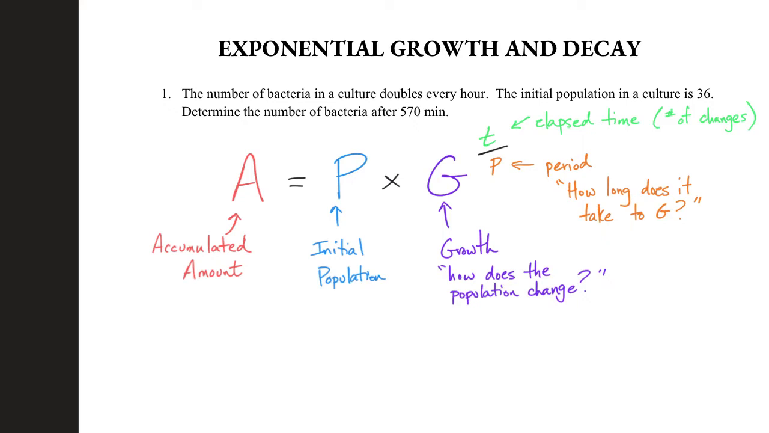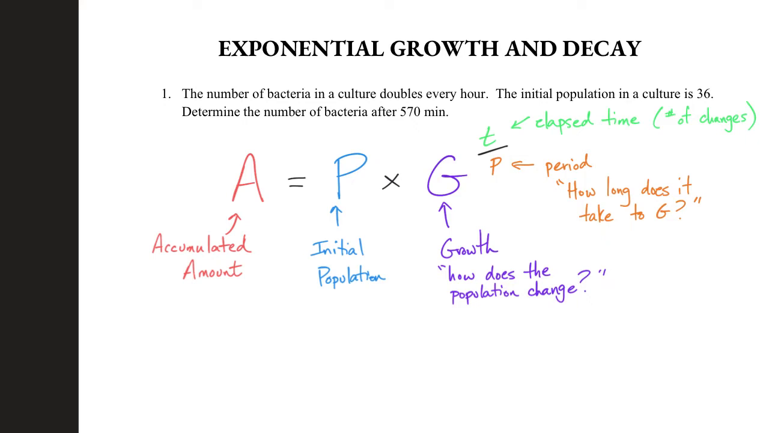Okay, you take a look at your big P, the P in blue, that is our initial population, so that's our starting amount. You look at the G, and the G is our growth. Now, the easiest way to come up with what your G represents is if you can sort through the problem and figure out how does the population change. That is, if you can answer that question, then you know your G value.